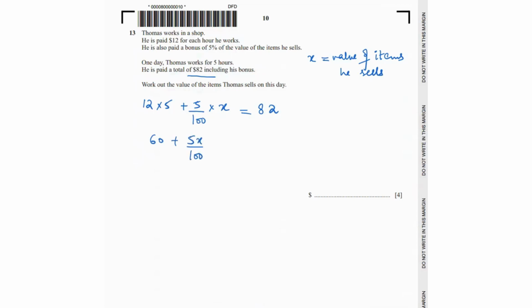5x over 100 equals 82. Simplify that, that's 1 over 20. 1x over 20 equals 82 minus 60. That's 22. So x is going to be 22 times 20. 22 times 2 is 44, add a 0, so 440. 440 is the value of the items that he sold on that day.